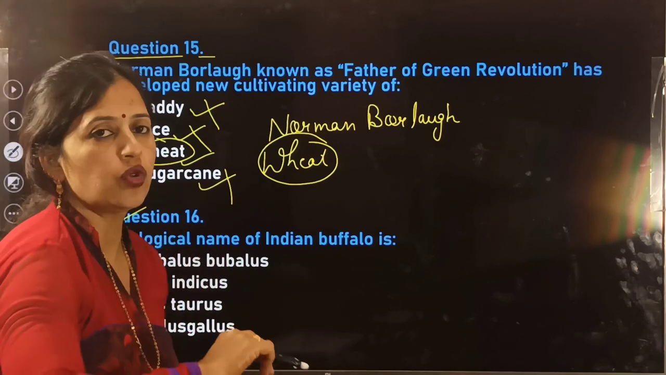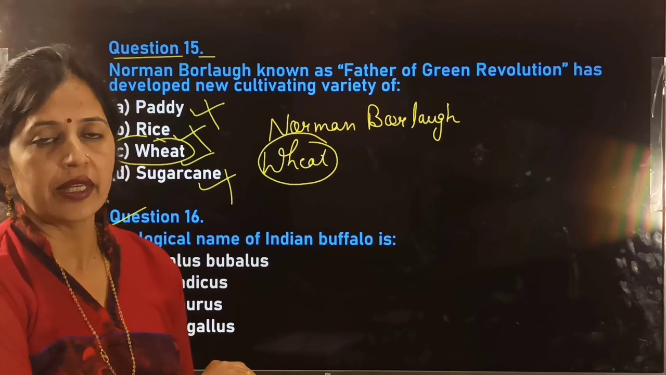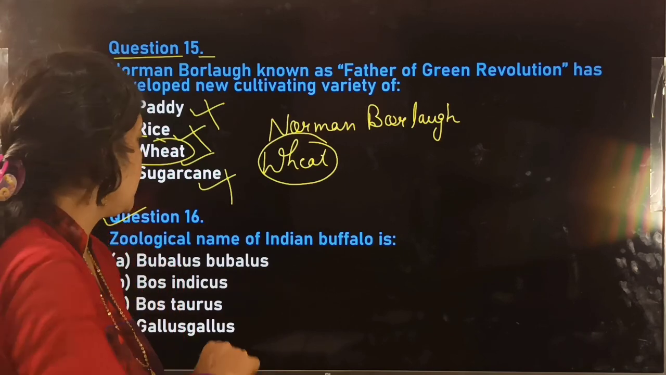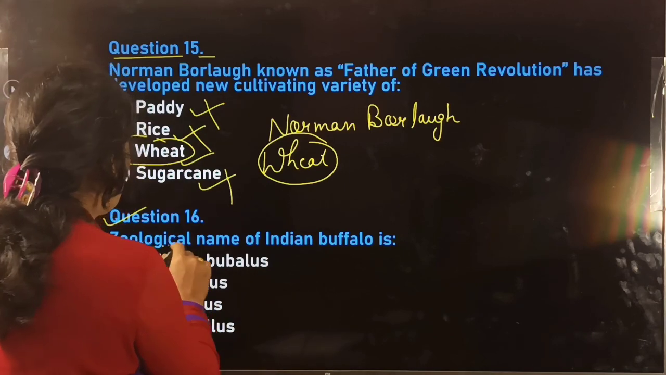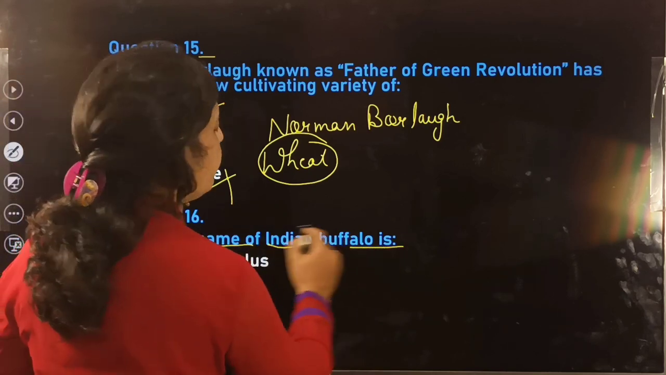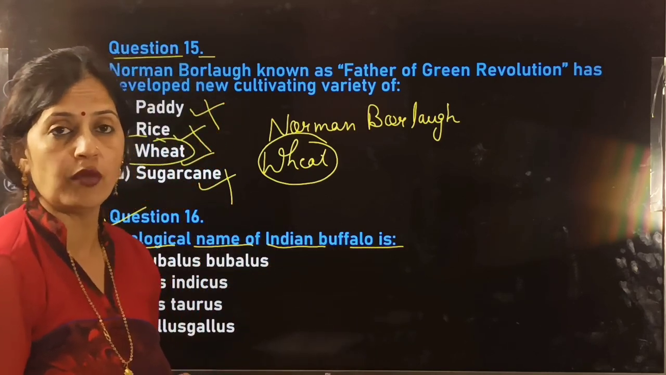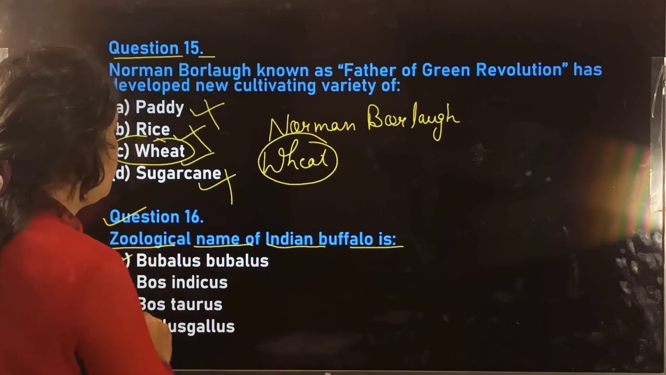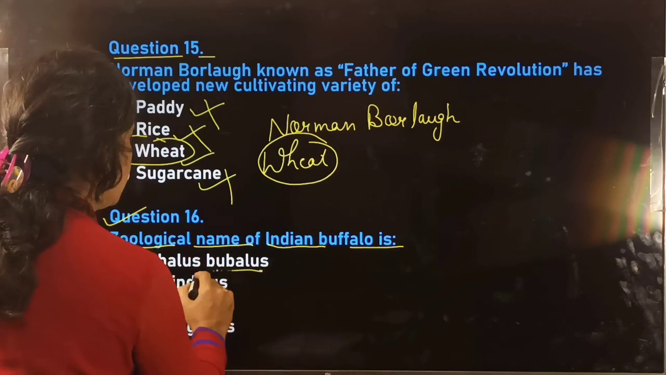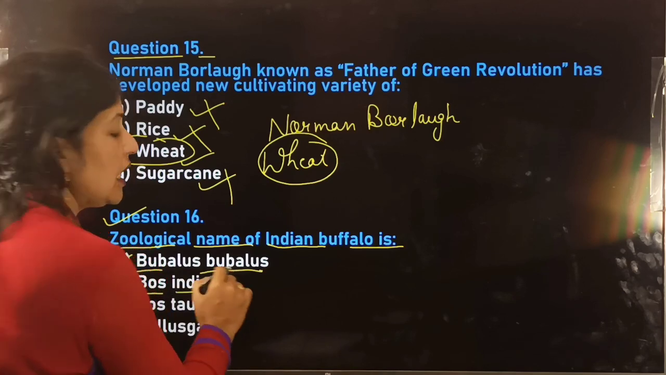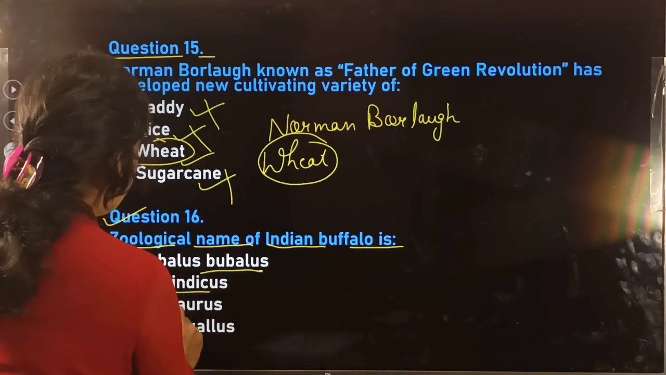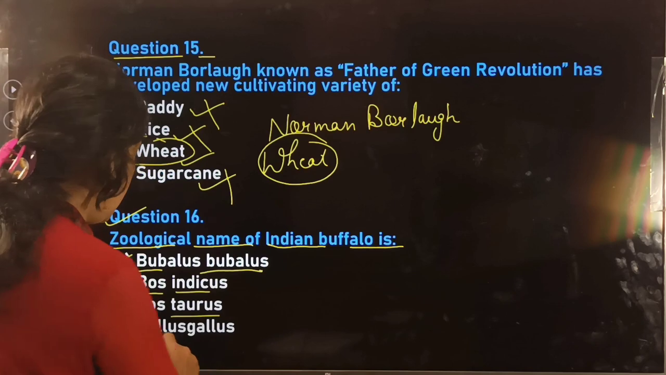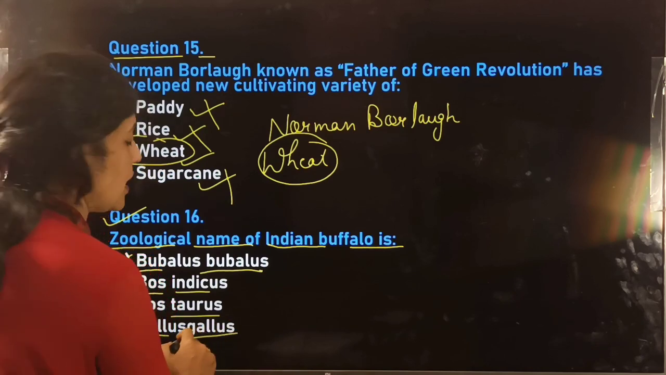And our today's last question for our lecture is your question number 16. And your question number 16 is, zoological name of Indian buffalo is. Options are A Bubalus, B Bos indicus, C Bos teres, and the last one is Gallus cygnus.